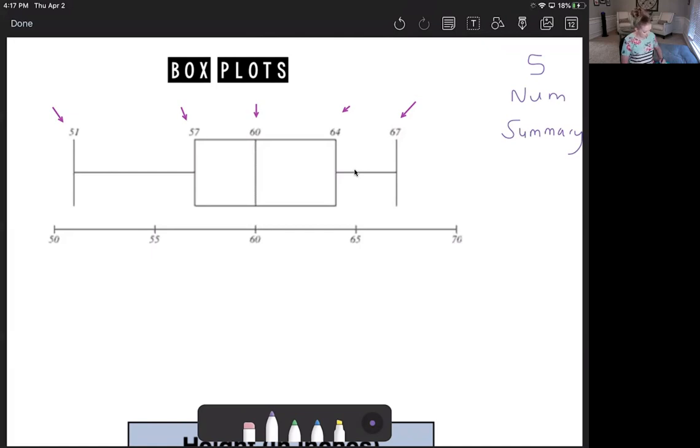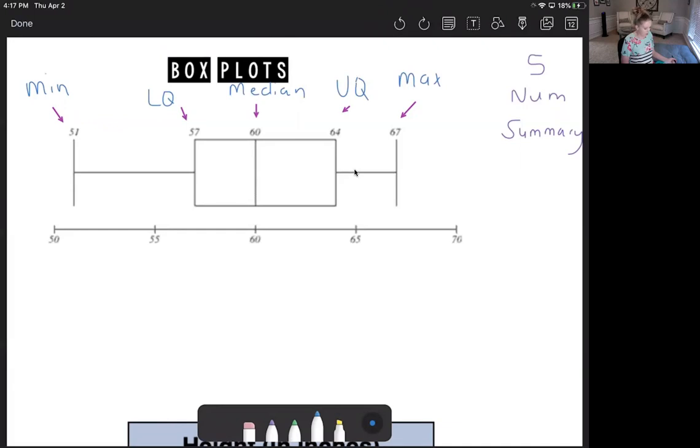So your 5-number summary includes the minimum, the maximum, the median, the lower quartile, and the upper quartile. So you'll have a question where you're asked for all of those, and you'll have questions where you're asked for one or another one. So they might ask you on this one, what is the upper quartile? And you would say 64. Or they might ask you, what's the minimum value? And you would say 51.